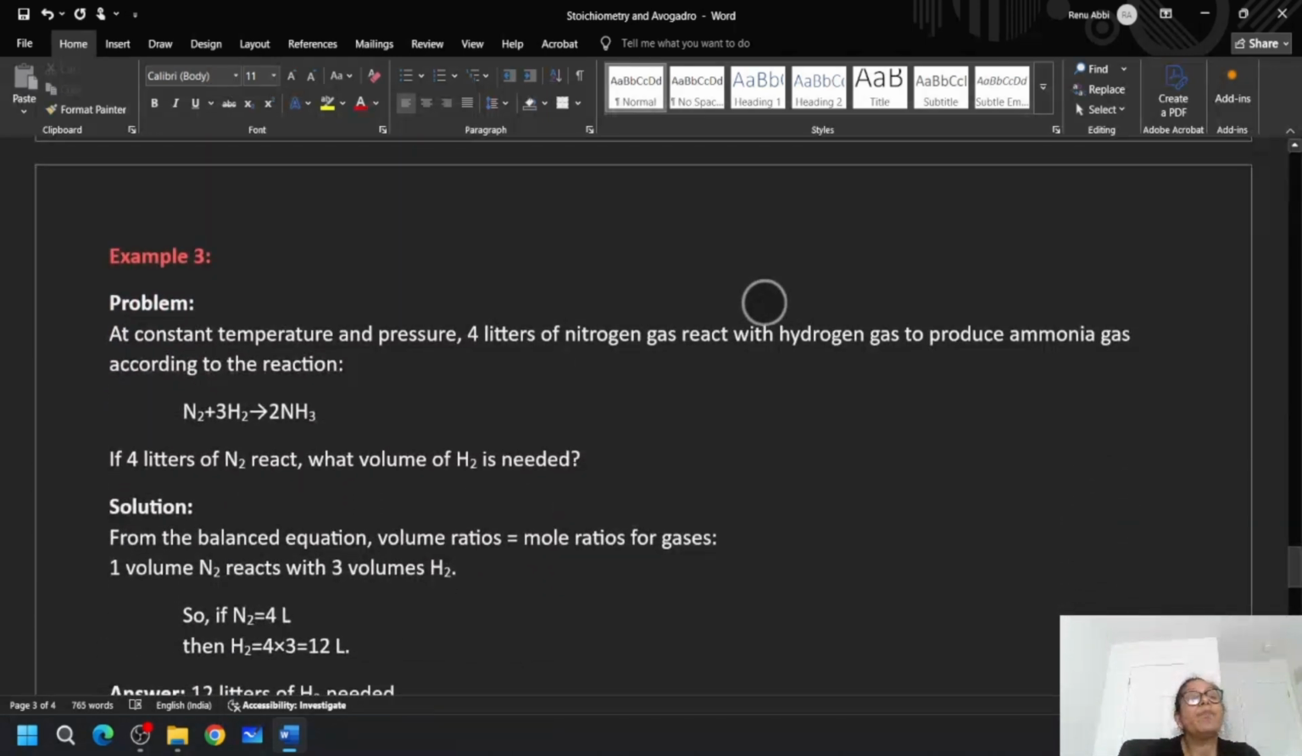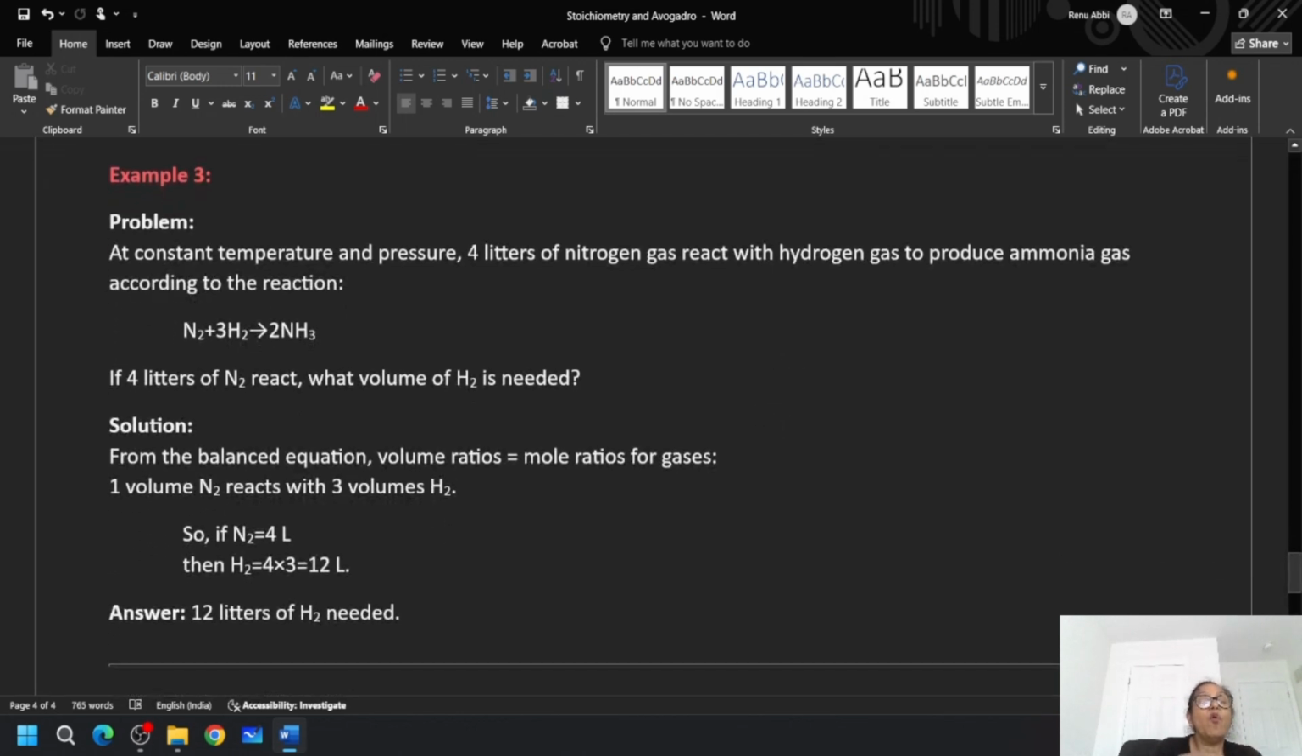Now there is one more example that we are going to calculate over here. At constant temperature and pressure, 4 liters of nitrogen gas reacts with hydrogen gas to produce ammonia gas according to the equation. Here the equation is given. If 4 liters of nitrogen react, what volume of hydrogen is needed? If nitrogen is 4 liters, then how much volume are we going to use?